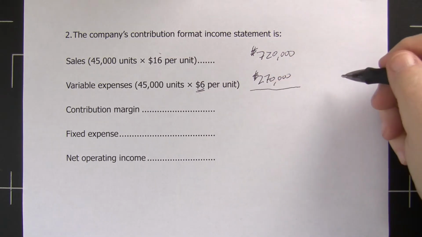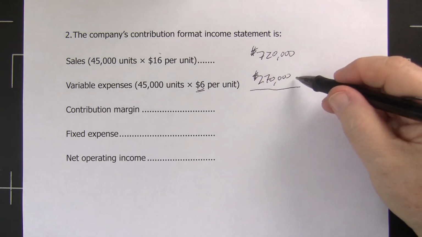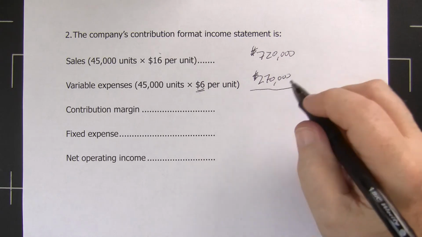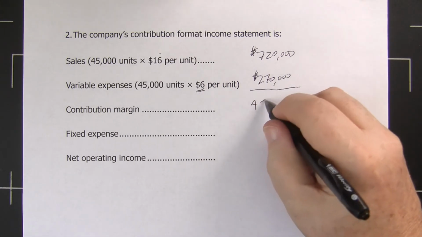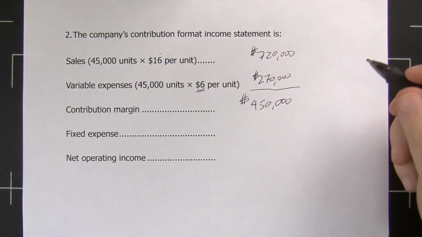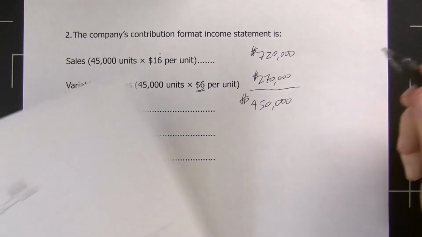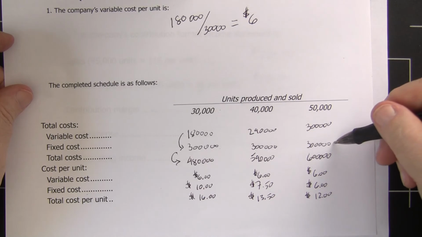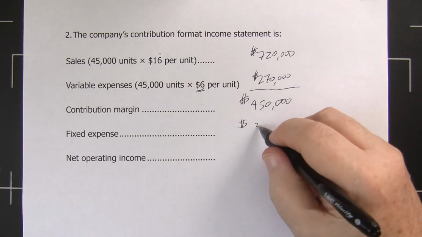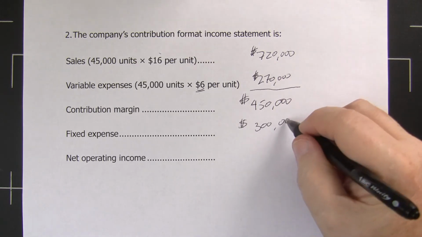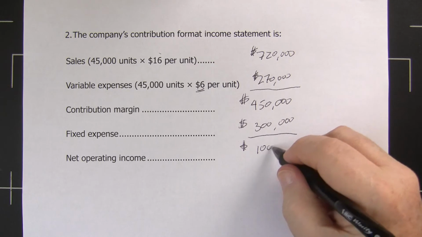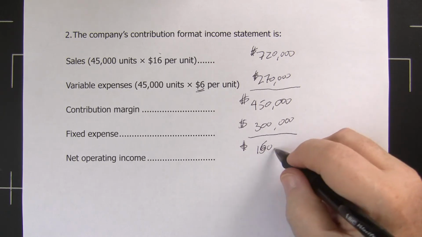By definition, selling price minus variable cost is contribution margin. In this case, that's 450,000. That's our contribution margin. Our fixed expense that they gave us, 300,000. And our net income, $150,000.